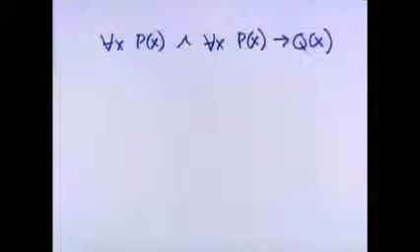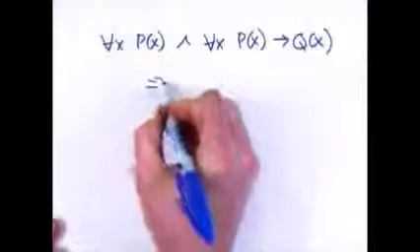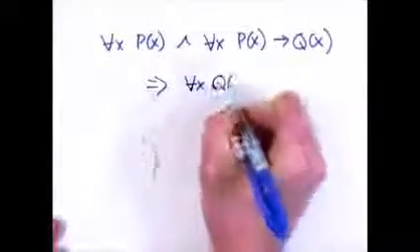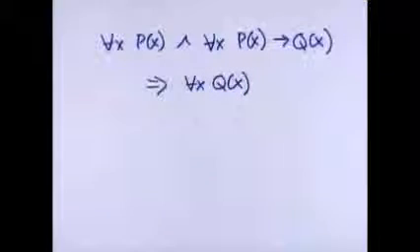Modus ponens, right? If all the P's are true and all the P's imply Q's, then I know that all the Q's must be true. So this logically implies for all x, Q of x. With for alls, you can do logic and just ignore the for alls. As long as everything is true for everything, then I can just not even think about the for all x anymore.